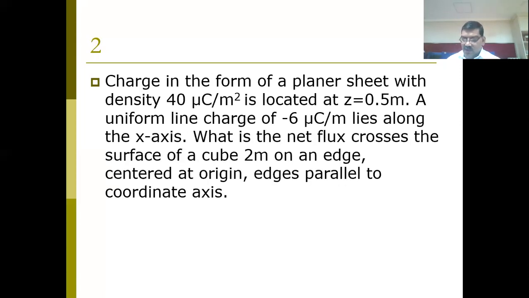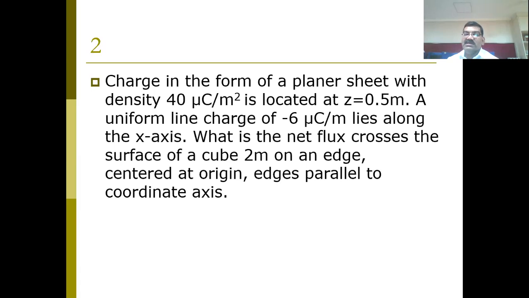Second. Now, what is the second? Here, the charge in the form of a planar sheet with density 40 microcoulomb per meter square is located at z equals 0.5 meter, and a uniform line charge of -6 microcoulomb lies along the x-axis. What is the net flux across the surface of a cube 2 meter on an edge centered at origin, edges parallel to the coordinate axes? So this is very simple.